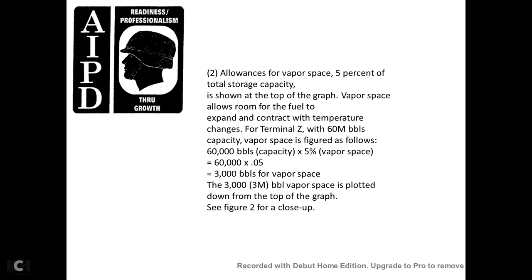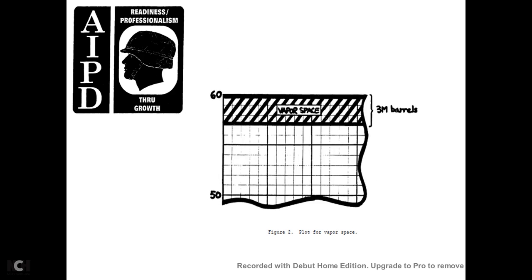The vapor space is figured as follows: 60,000 barrels capacity times 5% vapor space. 60,000 times 0.05 equals 3,000 barrels of vapor space. The 3,000 barrels of vapor space is plotted down from the top of the graph. See Figure 2 for a close-up. Figure 2 shows the plot of the vapor space.